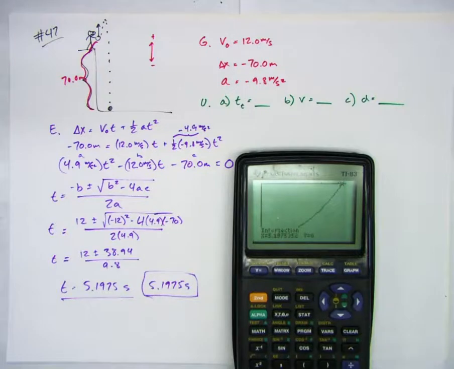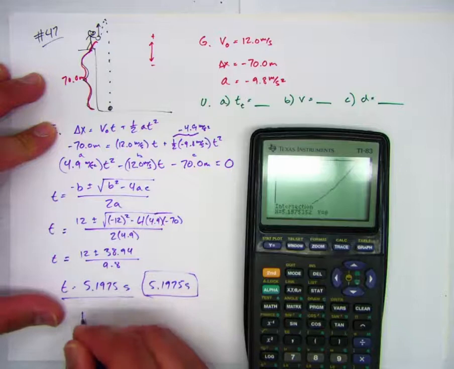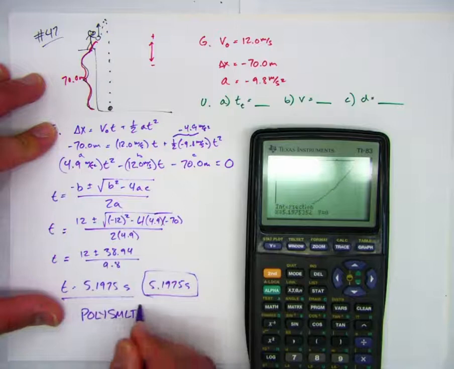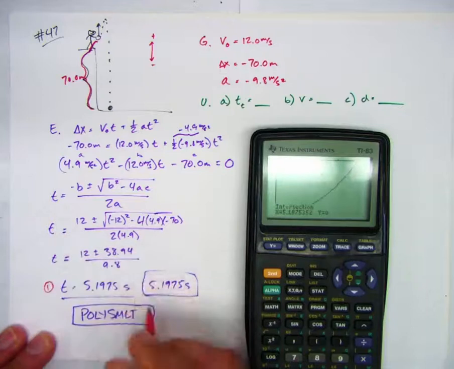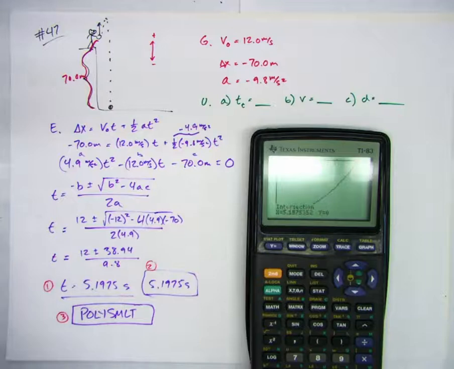Now there's the other way you can do it and I don't have it on the 83 here, but on the 84s and above, there's the PolySmlt program, I think it's called, which is a root finder for quadratic equations. It gives you the two roots. If you're familiar with using that, I'm sure plenty of you have done it before in your math class, if not all of you. So that's a third way. So when you have a quadratic, I give you 1, 2, 3 ways to solve it. Neither is better than the other. Whatever you want to use is up to you.